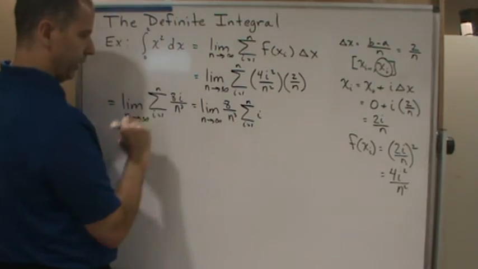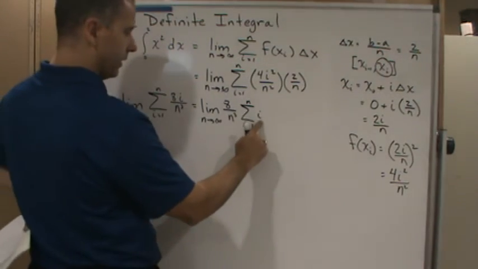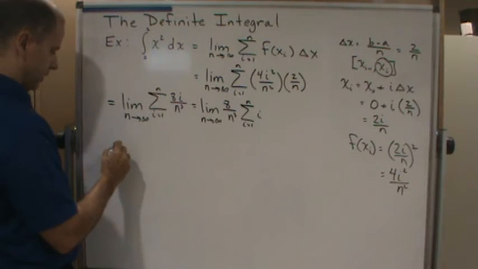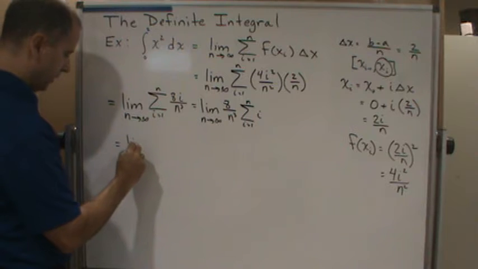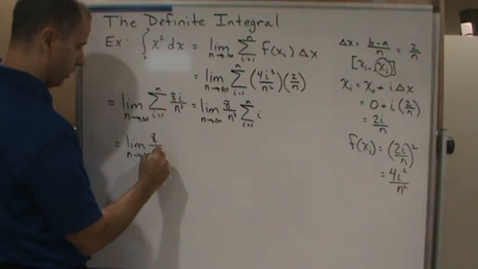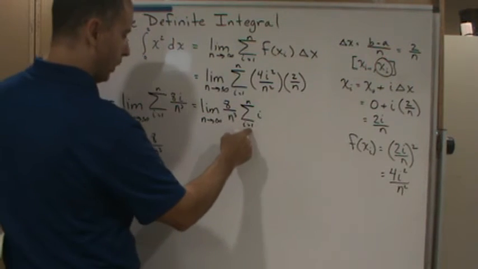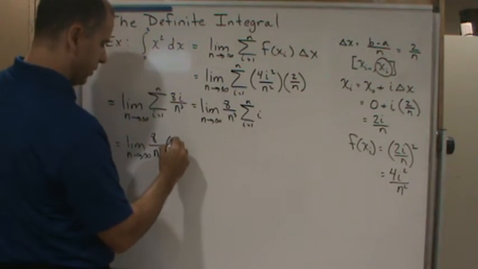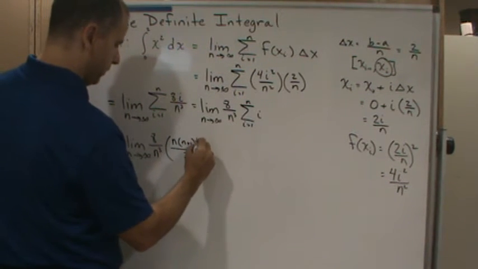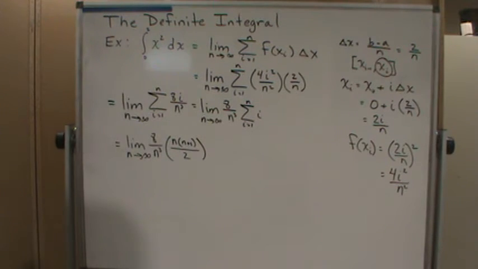Well, we know this formula for this summation, right? For n consecutive integers. So what does that give us? Let's start down here. This is going to give us the limit as n approaches infinity of 8 over n cubed. Now, what does this give us? Well, that is just n times n plus 1 over 2, right? That's the formula for summing up n consecutive integers from 1 to n.